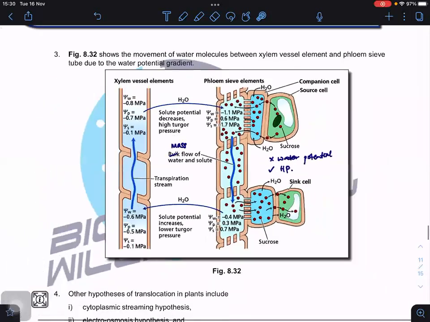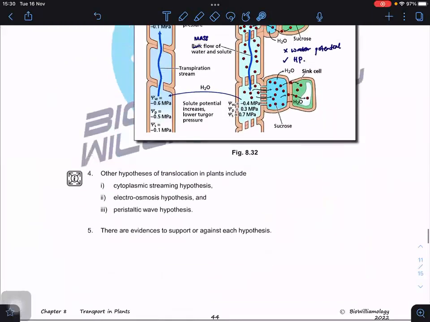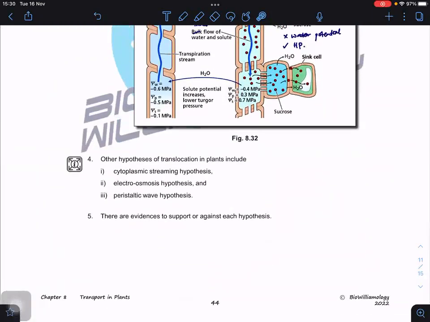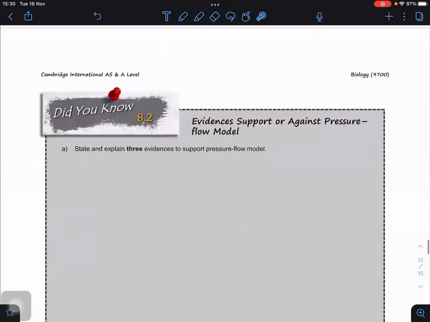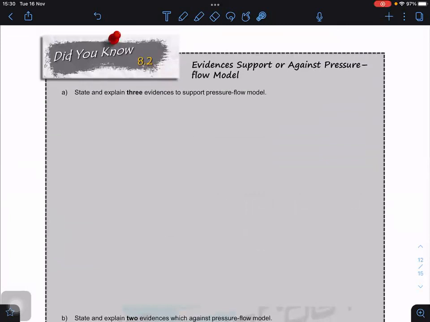Now, the pressure flow model is one of the models. In fact, we also have the cytoplasmic streaming hypothesis, the electroosmosis hypothesis, and the peristaltic wave hypothesis to describe translocation in the plant. Because we have millions of species of plants, each of them may have their own way to translocate the assimilate. No matter which one, we have evidence to support and against each hypothesis. This is not in our syllabus, just to let you know.